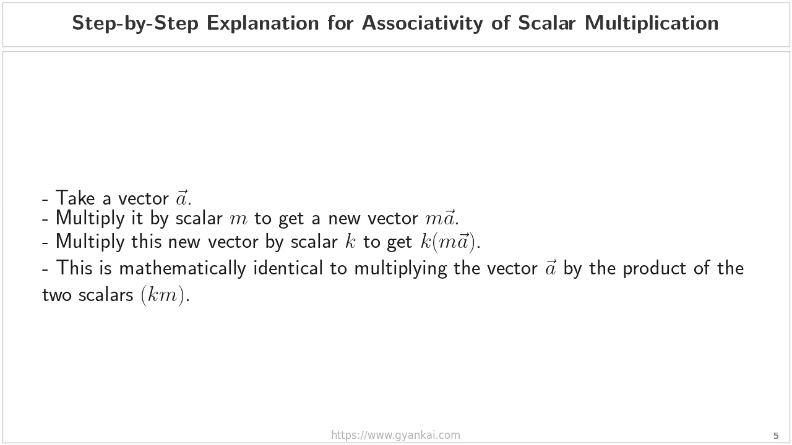It shows that when you're scaling a vector multiple times, the order in which you group those scalars doesn't change your final destination. We'll see a practical application of this concept with a map scaling example in the next slide. Now that we have seen the mathematical law for associativity, let's break it down step by step so you can see exactly how it works in practice. Real-world example for associativity of scalar multiplication.